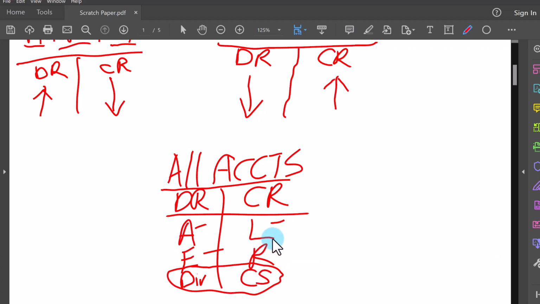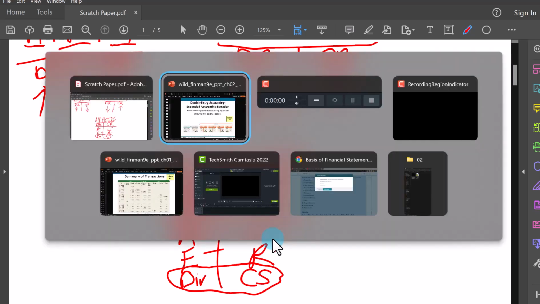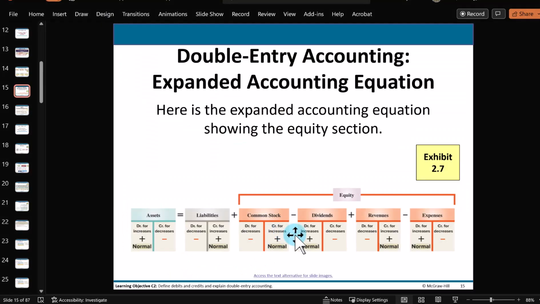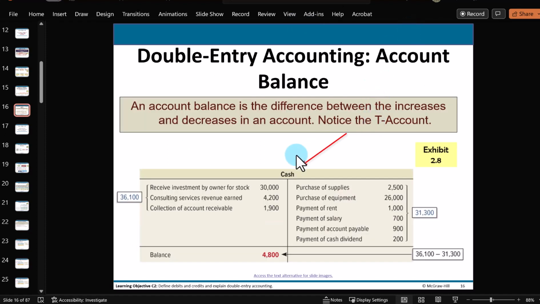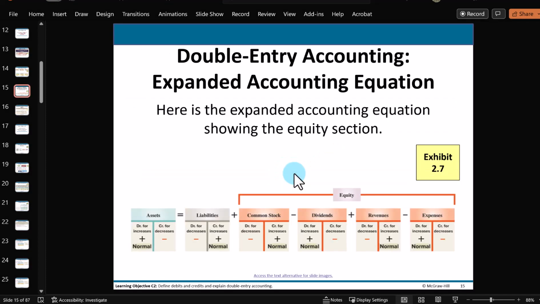Okay, so let's take a look again here. All I did was move this and this over to the left side, because they have the same rule to increase as with assets. So let's focus on just one account. That's our cash account. Again, cash is an asset. And here's the rule for cash.